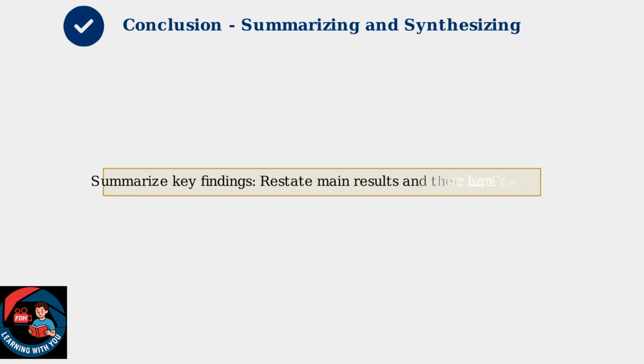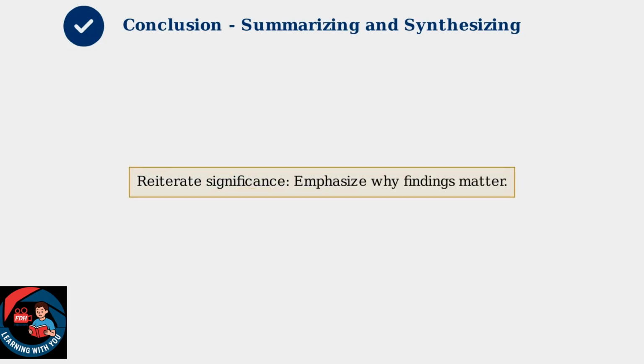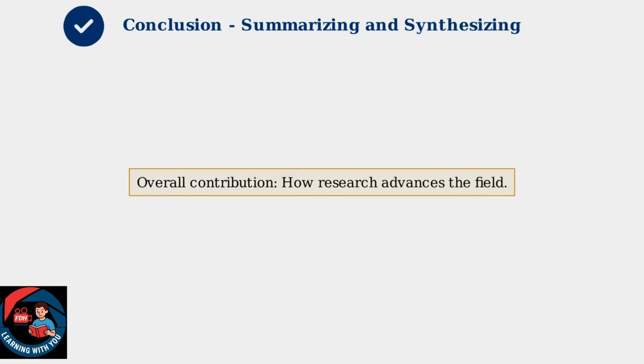Begin by summarizing the most important findings from your research, clearly restating the main results and their implications. Then reiterate the significance of these findings, emphasizing why they matter and what they contribute to existing knowledge. Discuss the overall contribution of your research to the field of study, showing how it advances understanding or practice.